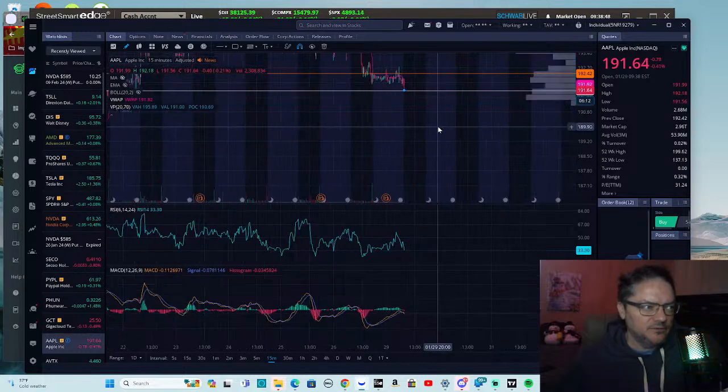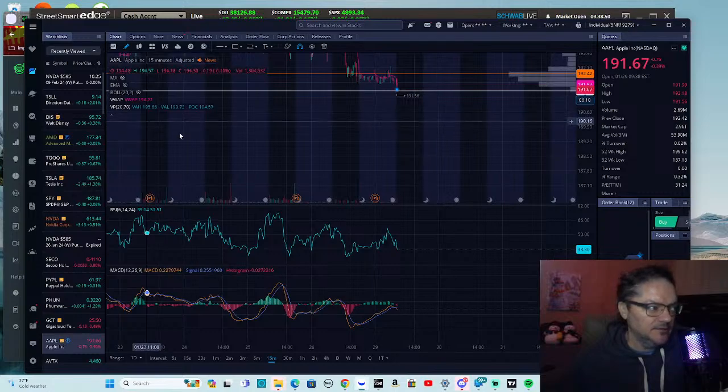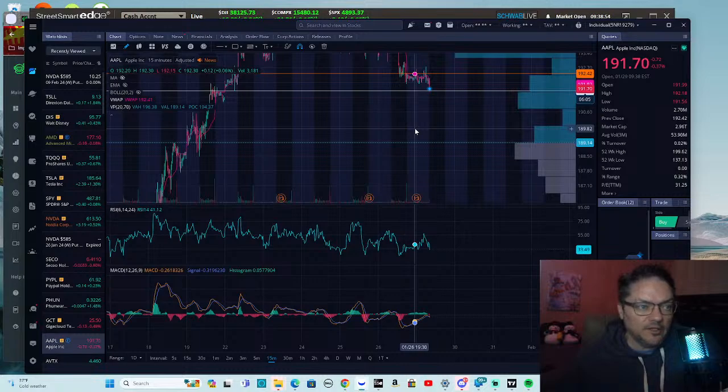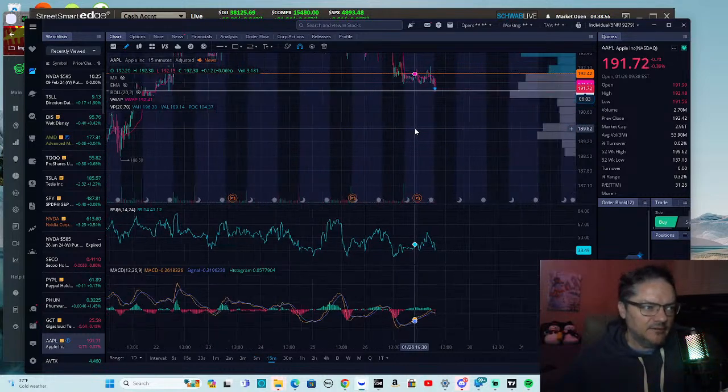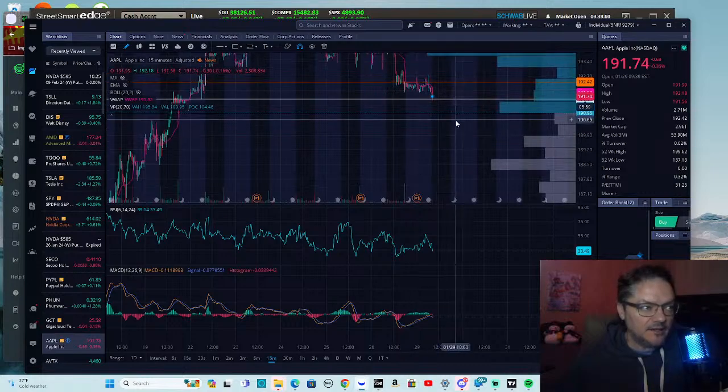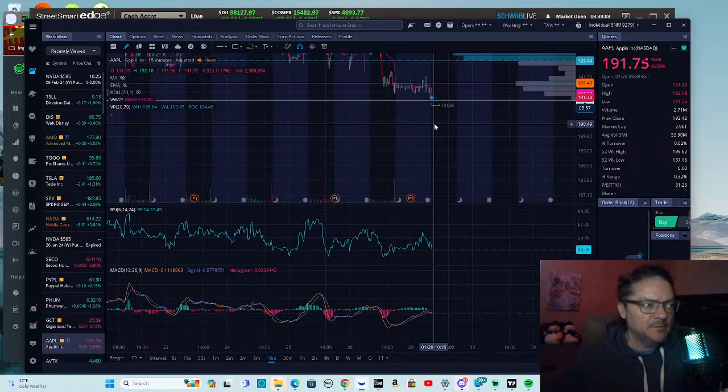This is all under 25K, by the way, under the PDT rule. So if you're working with under 25K or you're working on day trading, consider a cash account, especially under 25K, because you can use this. You can trade the same stock multiple times in a day, but just not the same money.